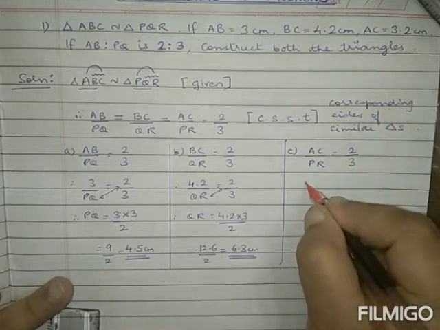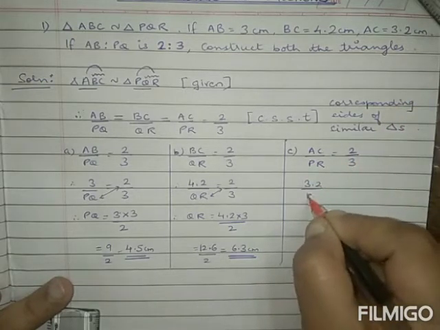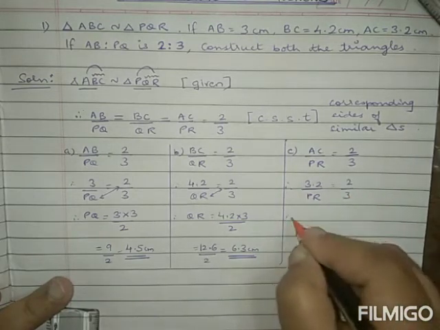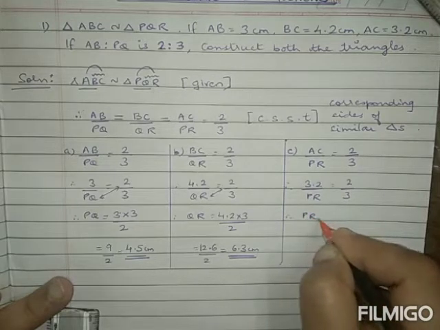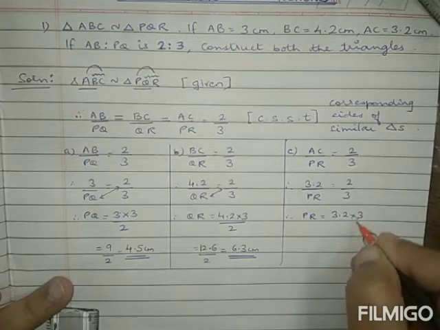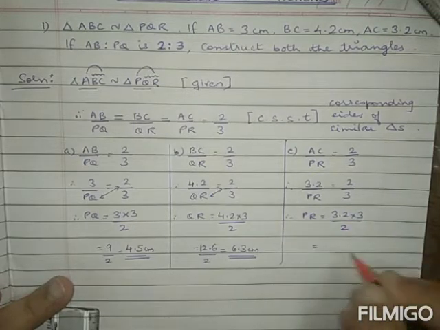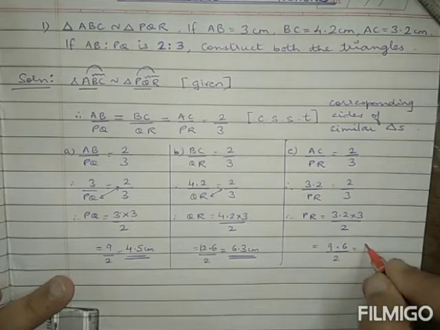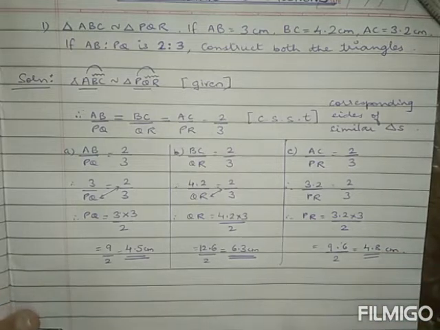AC is 3.2/PR equal to 2/3. Now you know what the method is. PR is equal to, exchange this, 3.2 into 3/2, which is 3 2s are 6, 9.6/2, which is 2 4s are 8, and carry 1, so 4.8 centimeter. Okay, so we have got the three sides.